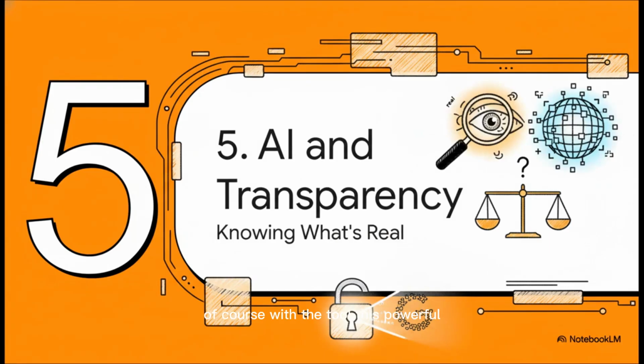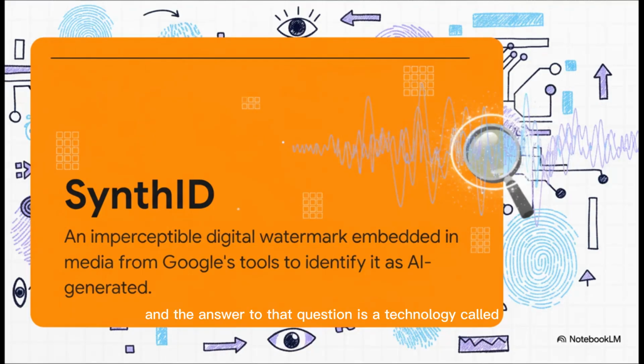Of course, with a tool this powerful, there's a big, obvious question. How do we know what's real and what's AI-generated? Let's take a look at Google's approach to transparency. And the answer to that question is a technology called SynthID. Think of it like a digital fingerprint that's embedded directly into the pixels of every single image made by Google's AI. You can't see it, but it provides a clear, verifiable marker that tells you where the image came from.